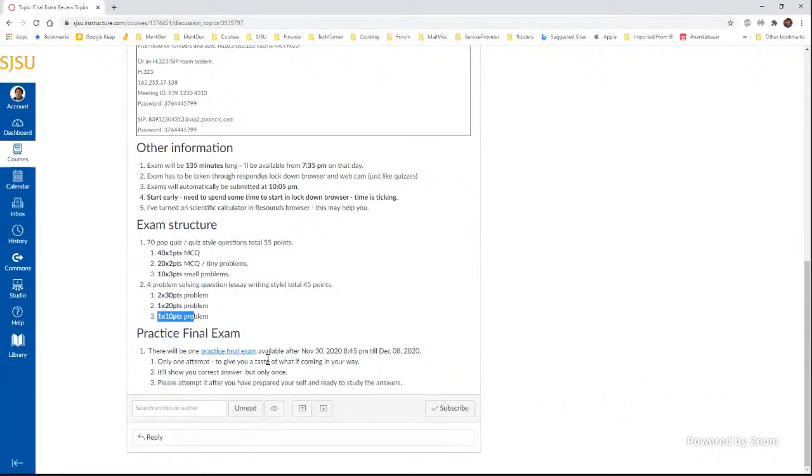There is a practice final exam available, one attempt, to give you a taste of what's coming your way, so attempt it only after you think you are fully prepared for the final exam. This is to help you tune up your timings and everything. It will show you the correct answer but once. So just make sure you are all prepared to attempt that and review the questions at the same time.